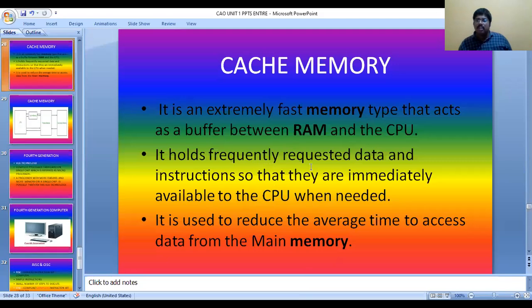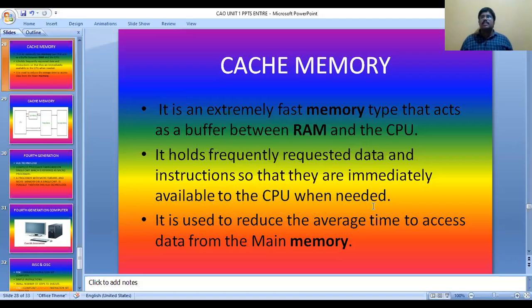Okay, so that is about the cache memory. It holds the frequently requested data and instructions, so that they are immediately available to the CPU when needed. That means no need of going to the server, searching, or going to the primary memory and searching the entire primary memory. There is no necessity.